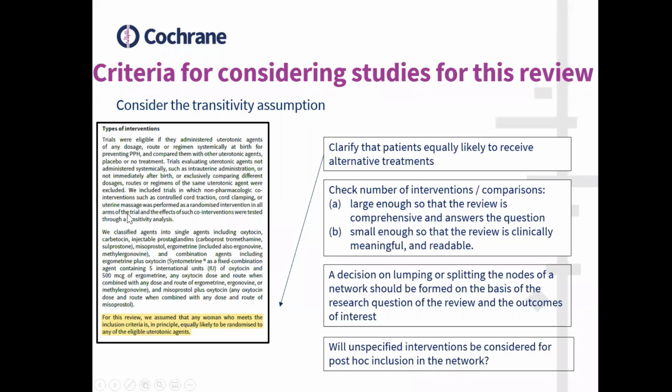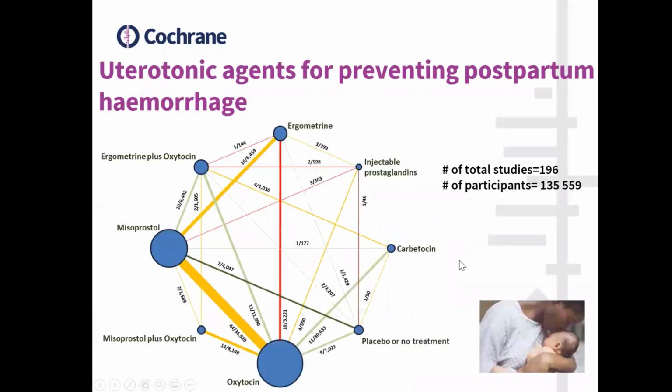And it should also include a decision on lumping or splitting nodes of the network. So how are you going to deal with different doses, different timings? For example, are you going to lump them all together? Are you going to have them all separate? And what about unspecified interventions? Will they be considered post hoc for inclusion in the network? So interventions that you might not have thought of, but you identify trials including those.